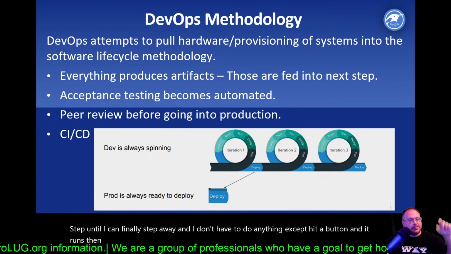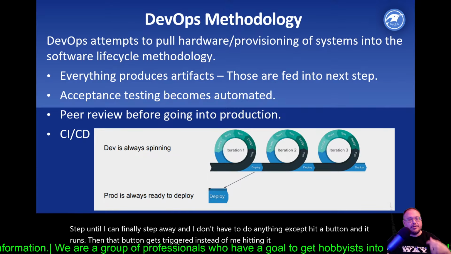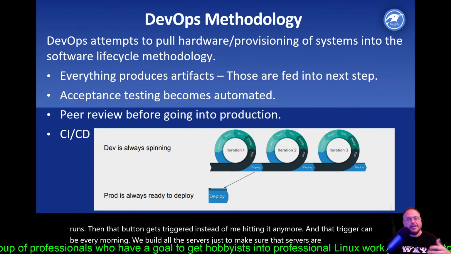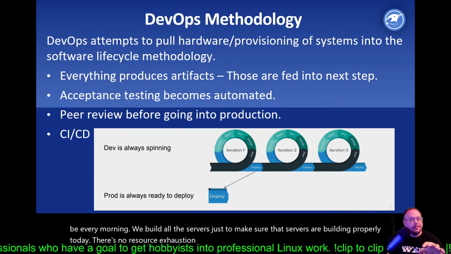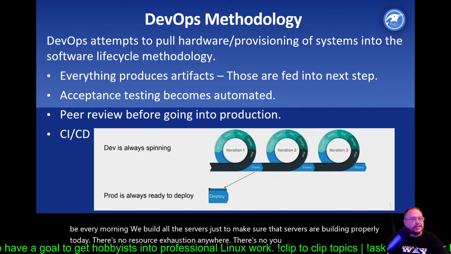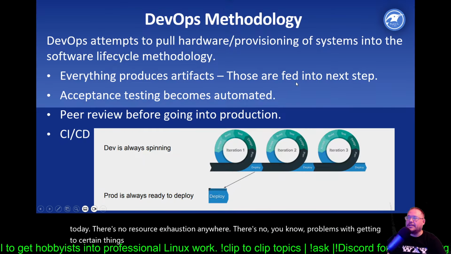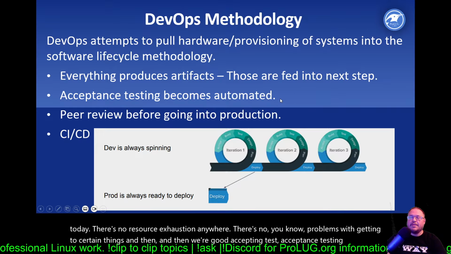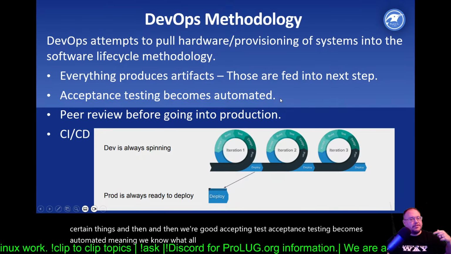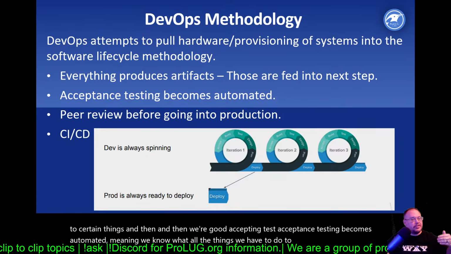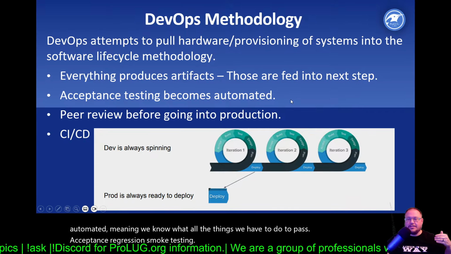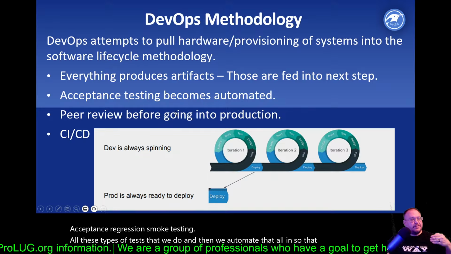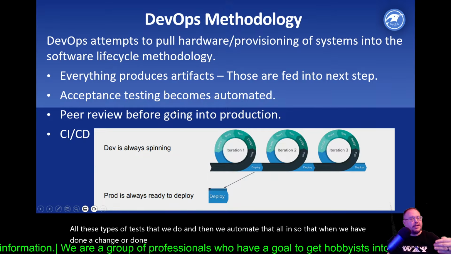Then that button gets triggered instead of me hitting it anymore, and that trigger can be every morning we build all the servers just to make sure that servers are building properly today. There's no resource exhaustion anywhere, there's no problems with getting to certain things, and then we're good. Acceptance testing becomes automated, meaning we know all the things we have to do to pass acceptance, regression, smoke testing, all these types of tests that we do. And then we automate that all in so that when we have done a change, we run through the process and everything's working.